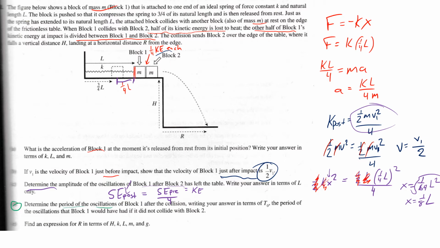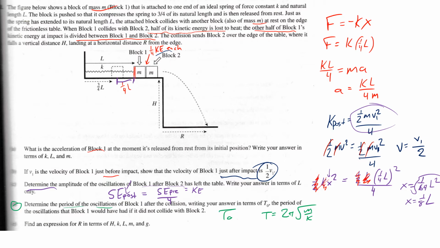Determine the period of oscillation of block 1 after the collision, writing your answer in terms of T0, the period of oscillation it would have if it did not collide. Well, the period's going to stay the same. So T0. Why does it stay the same? It stays the same because your formula is T is equal to 2 pi square root of M over K. K didn't change, M didn't change, 2 and pi didn't change. So it's going to be the same. This is just like your pendulum stuff. Remember, the amplitude does not care about the period.